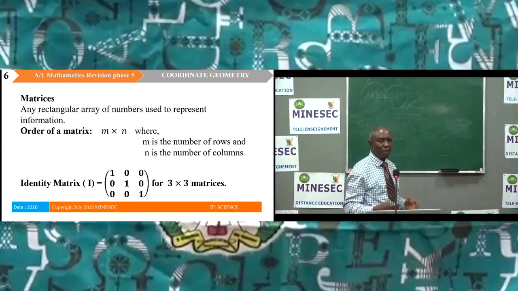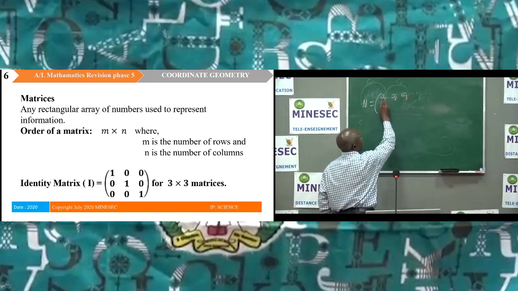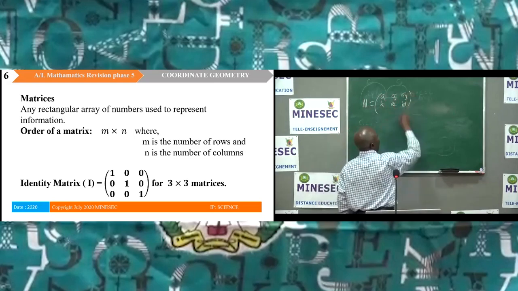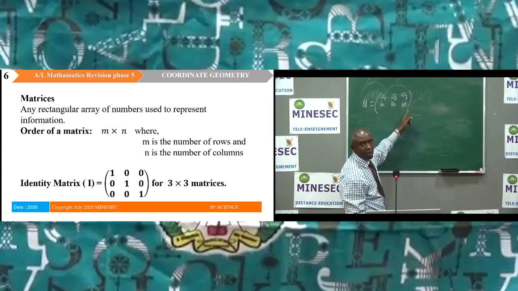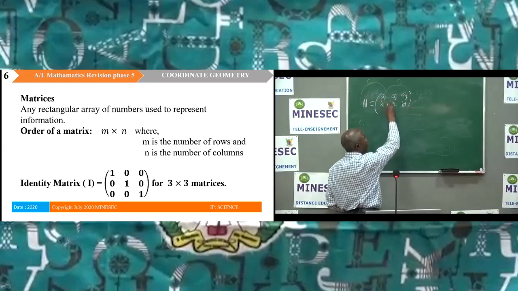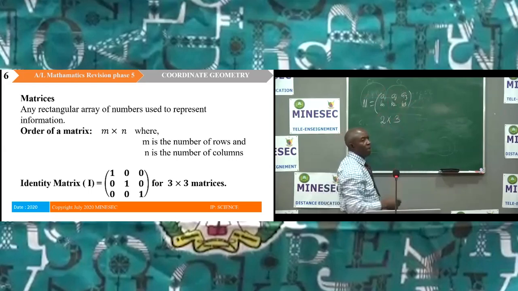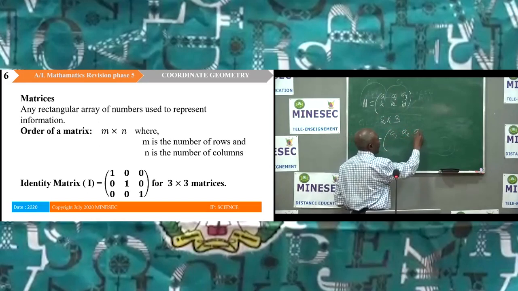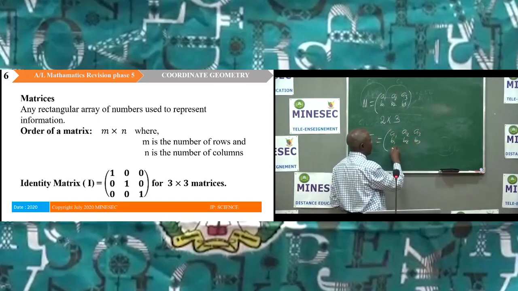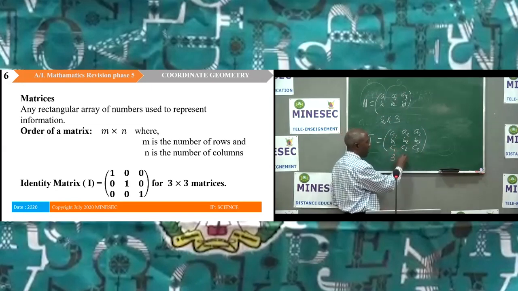How do we get the order of a matrix? Let's assume that we have the matrix N equal to a1, a2, a3, b1, b2, b3. The best thing is to count the number of rows first. How many rows do we have here? This is one row, two rows, so we have two rows, and then the columns: 1, 2, 3. So this matrix is a 2x3 matrix. We can equally have a matrix T equal to a1, a2, a3, b1, b2, b3, c1, c2, c3. In this case, the order of this matrix is 3x3.